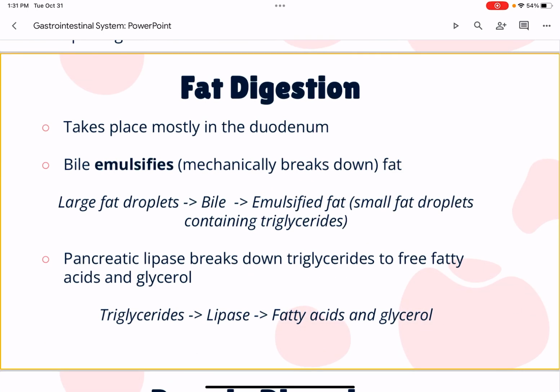Fat digestion takes place mostly in the duodenum. Bile emulsifies, or mechanically breaks down, fat. So you have large fat droplets, and then the bile, which emulsifies it. Pancreatic lipase breaks down triglycerides to free fatty acids and glycerol. So you have triglycerides, lipase, fatty acids, and glycerol.